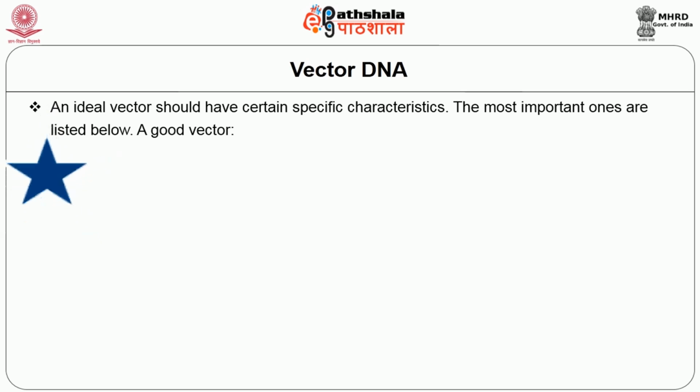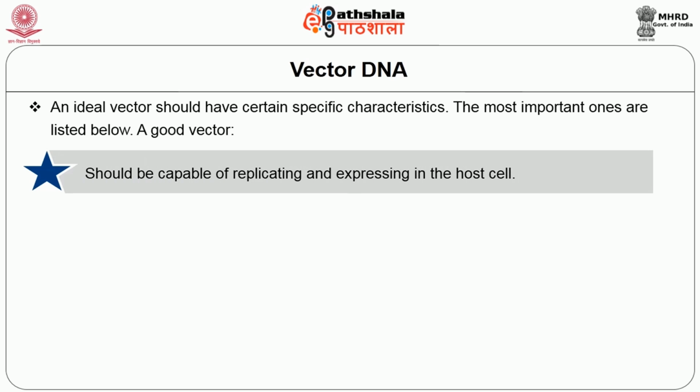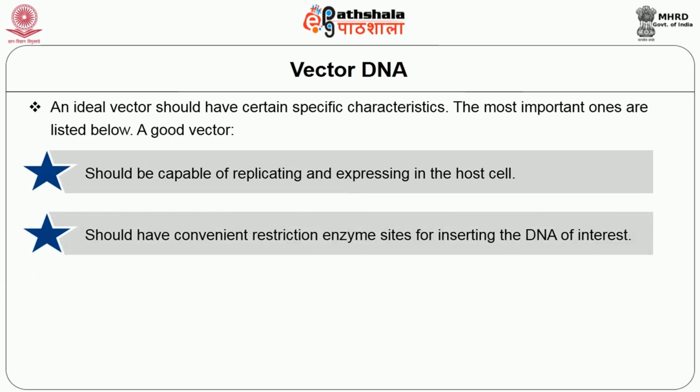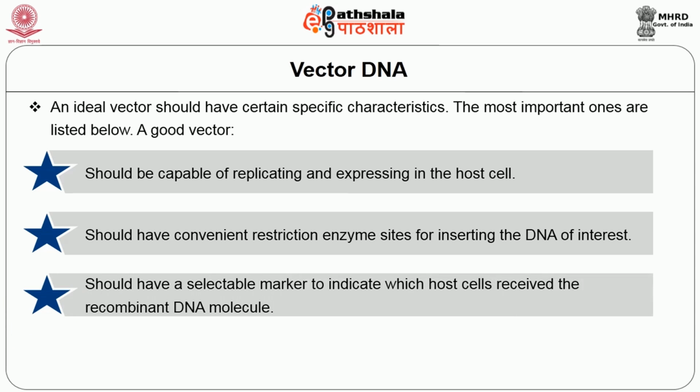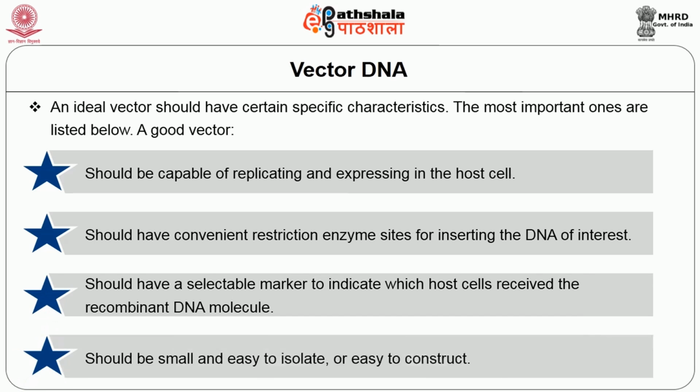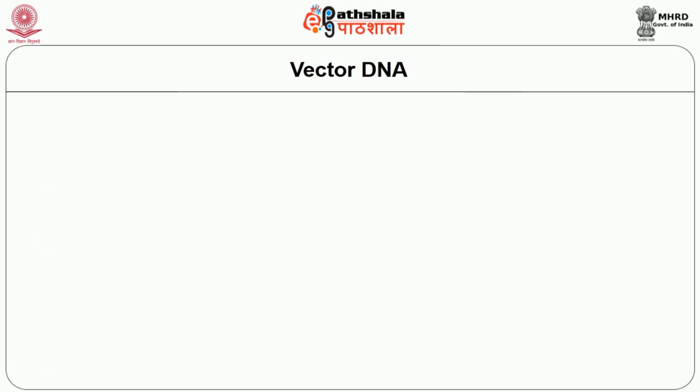A good vector should be capable of replicating and expressing in the host cell or the recipient cell. It should have convenient restriction enzyme sites for inserting the DNA of interest. The vector should have a selectable marker to indicate which host cells received the recombinant DNA molecule, and the vector should be small and easy to isolate and handle and easy to construct.